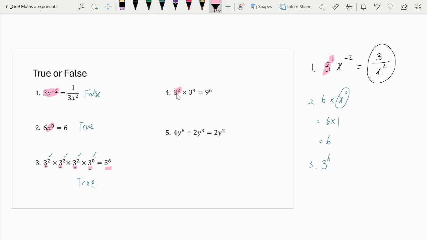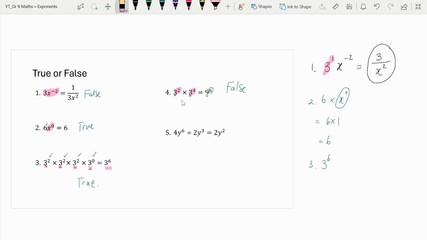We've got 3 squared times 3 to the power of 4. What do you think? True or false? It is false. If you say true, you most probably looked at it like this. You multiplied your bases. It's so tempting to multiply those bases. I see students doing it all the time. So in this case, you multiplied the bases and then added the exponents. It's not true. Our base needs to stay the same and we add the exponents.